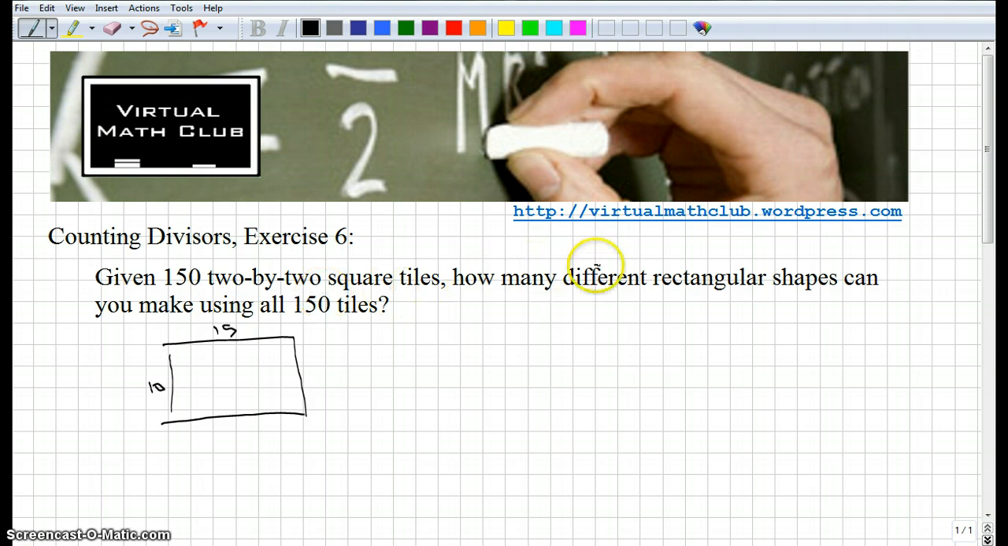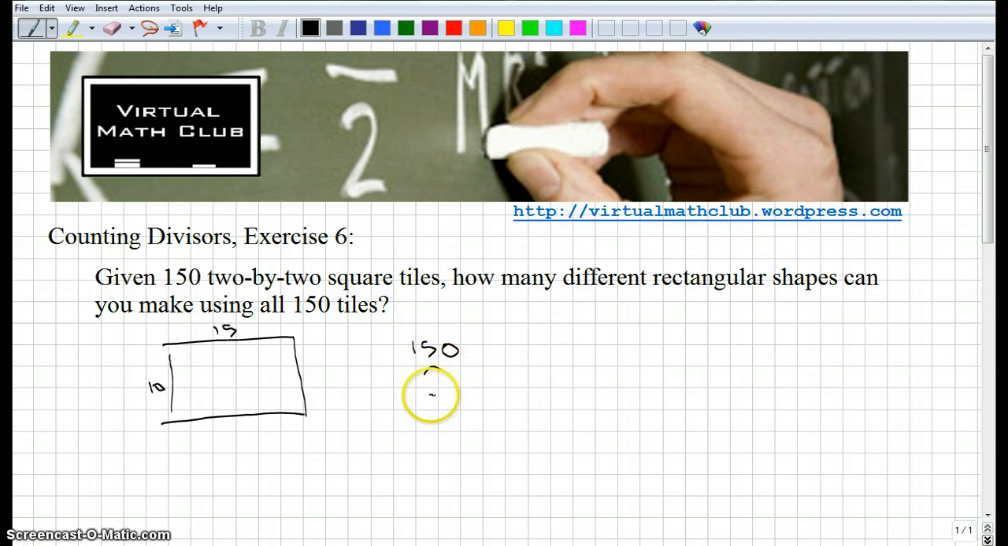Well, we want to know how many different shapes we can make. If we know how many factors there are, how many divisors there are, they always come in pairs, right? Unless you have a square number, and then you have one that's a duplicate. But let's take a look at this 150.